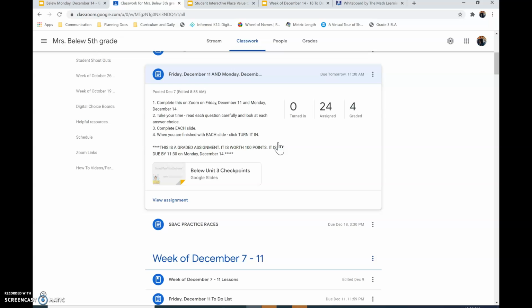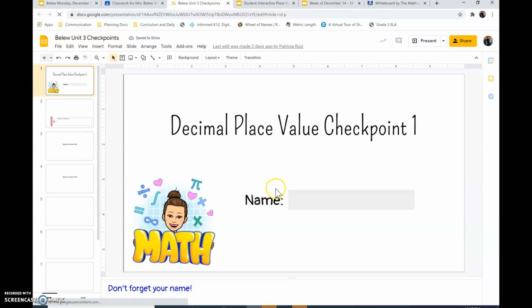Take your time, read each question carefully, and look at each answer choice. Complete each slide. When you are finished with each slide, click Turn It In. This is a graded assignment. It is worth 100 points. And it is due by Monday, December 14th at 11:30. So remember, my directions Friday were exactly the same.